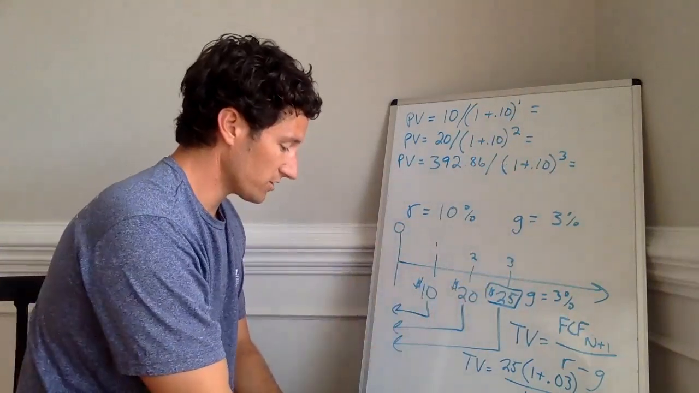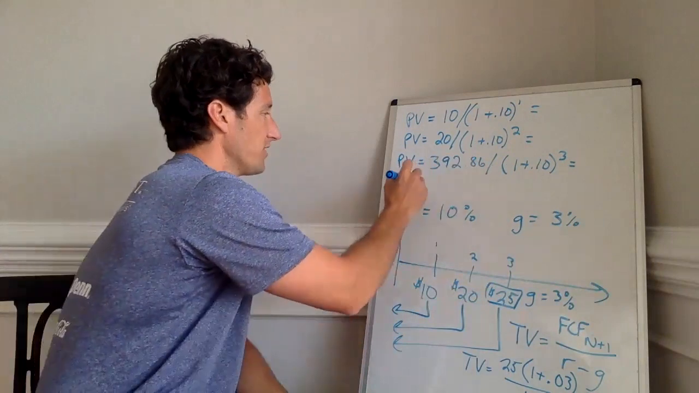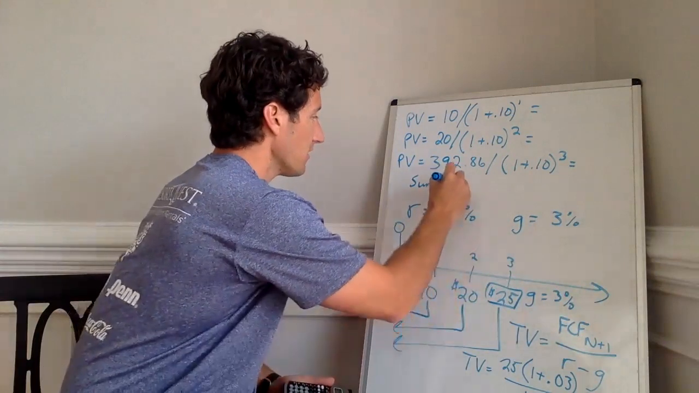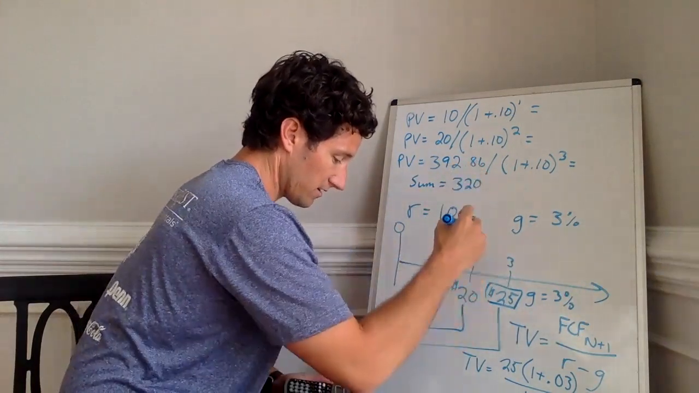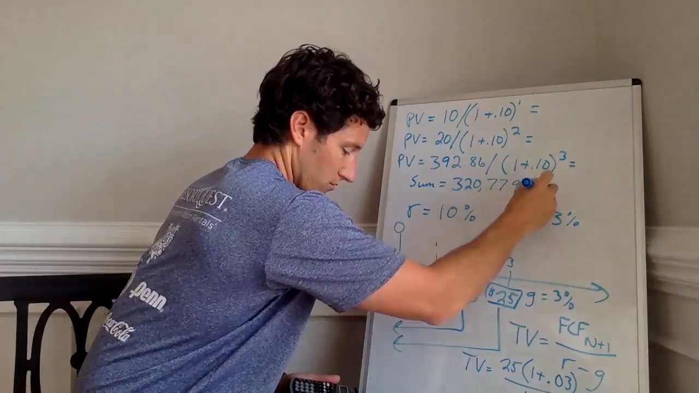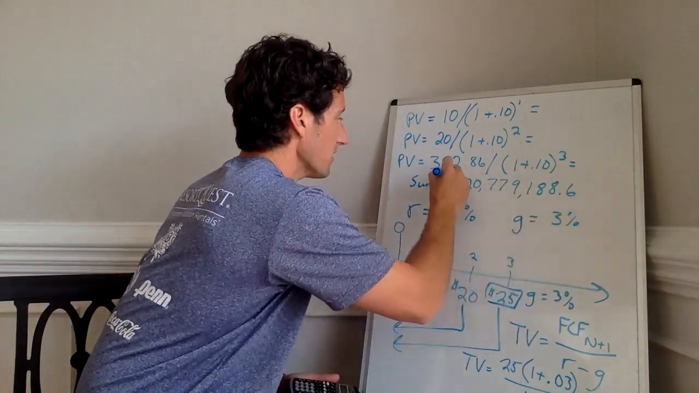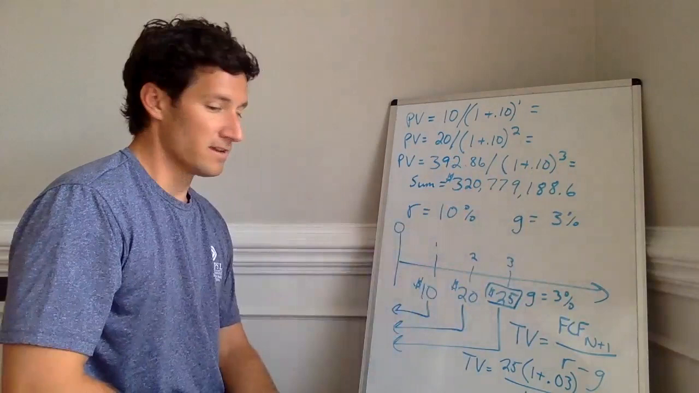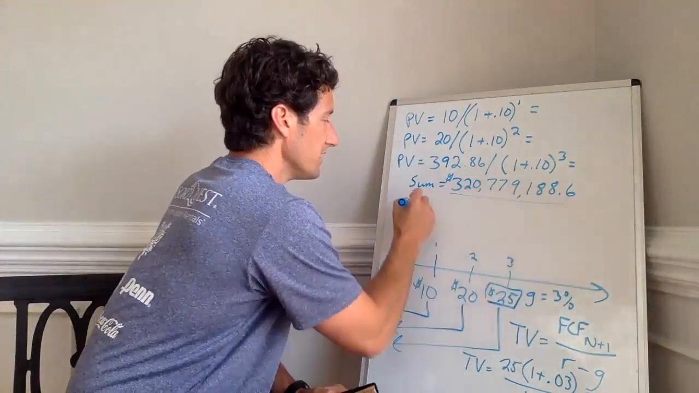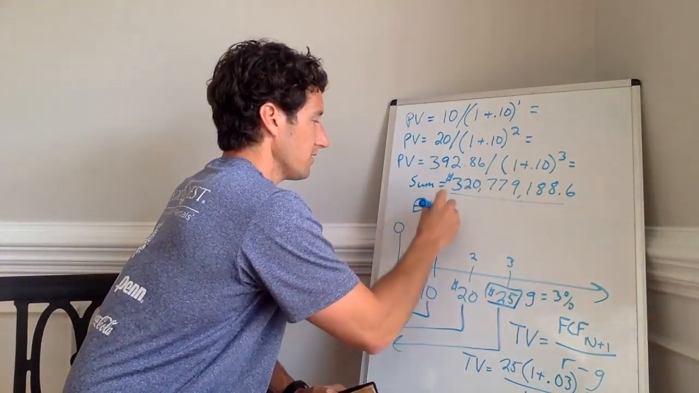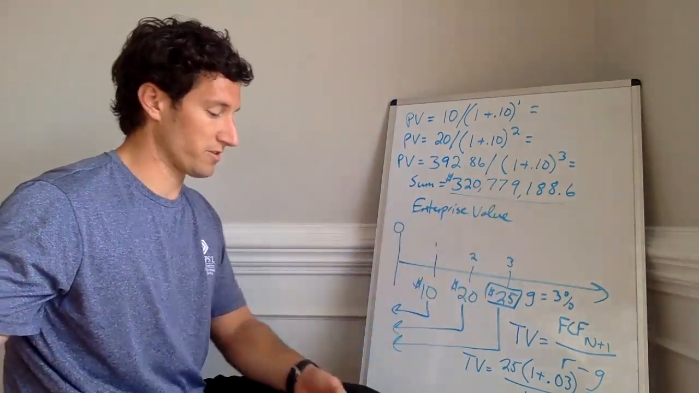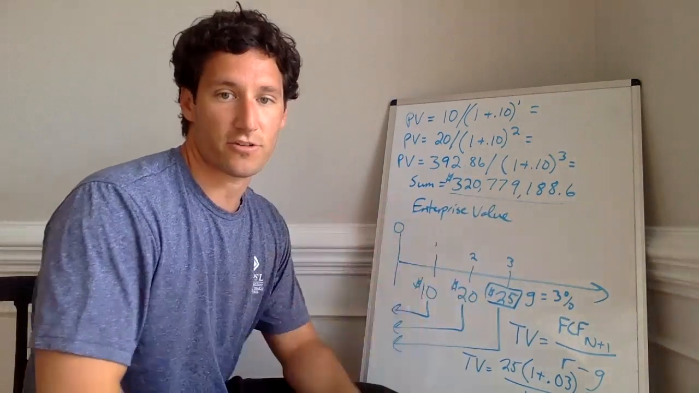All right? Once you do that, the sum of each of these, I got 320,779,188.6 million. Okay? So this calculation that you just saw, this is called the enterprise value. All right, so that's what the whole firm is worth today in terms of all future free cash flows.